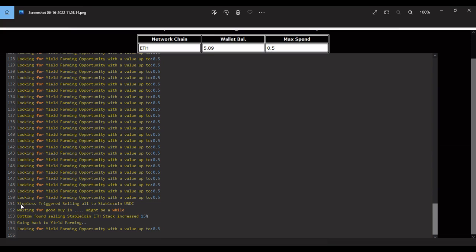With the stop loss function on it, the minute volatility is detected, it sells into a stablecoin, USDC. Then it waits for a good buy back in, and it sells the stablecoin back to Ethereum. And just this one little time here, I increased my Ethereum stack by 15%. And then after it stabilizes, it goes back to yield farming. So it still makes money yield farming. But it seems to me it makes the most amount of money with the stop loss function on just volatility trading. And it is amazing with its volatility.